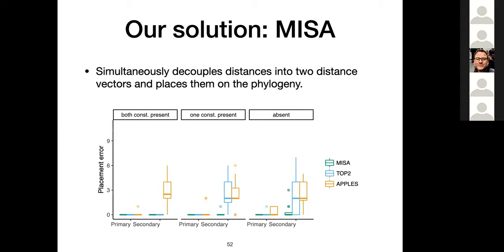But what we did was we developed this method called MISA. And what it does is it places your sample on 2 branches instead of 1 branch. If we have time during the tutorials, we'll see how it works. So it takes your mixed samples, it gives you 2 places on the phylogeny where it thinks the sample should belong. And it works quite well. Even when both of the constituents are missing from your phylogeny, it can find where those constituents should have been.